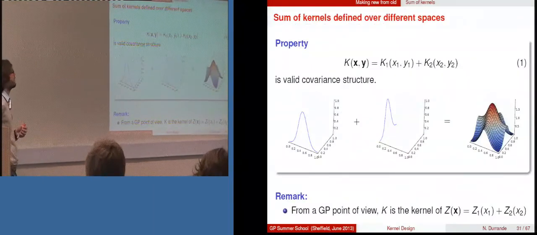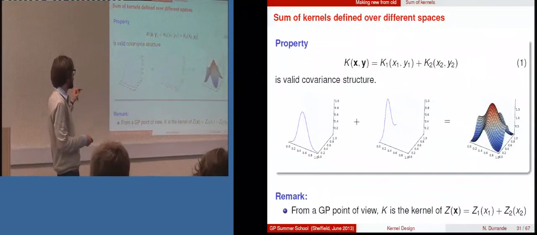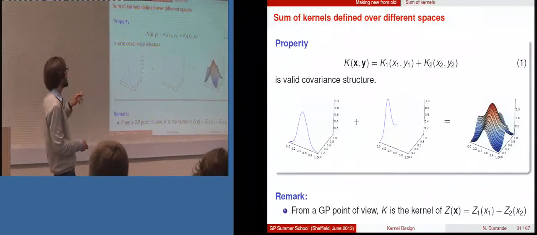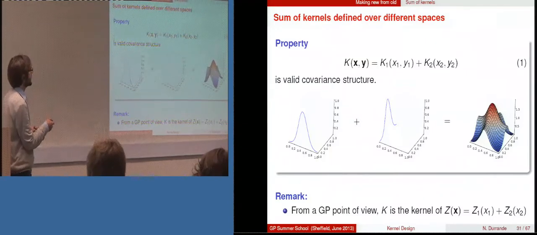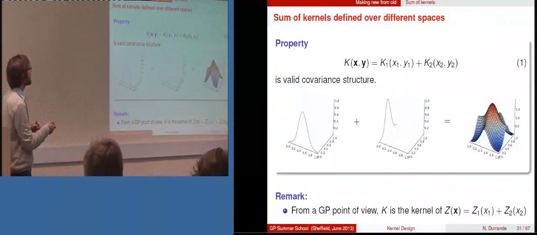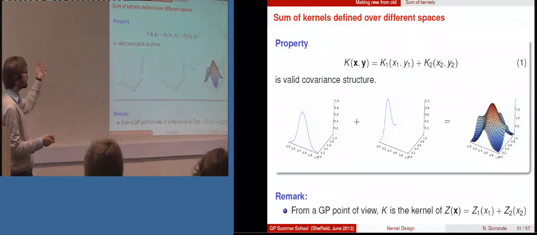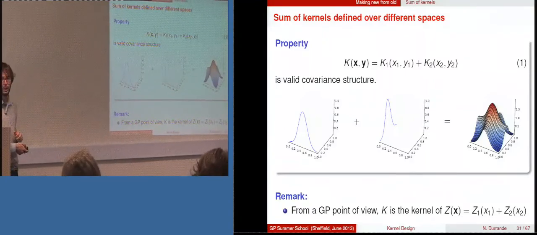Now we've seen there are two ways to sum functions. I've been talking about defining kernels over the same space, and now we define kernels over different spaces. So here, k depends on x and y, where x has two components, x1 and x2, and y has two components, y1 and y2. If we take this sum, this will also be a valid covariance structure. It can be seen with the same proof as before, or as defining a bivariate process as the sum of two univariate processes.